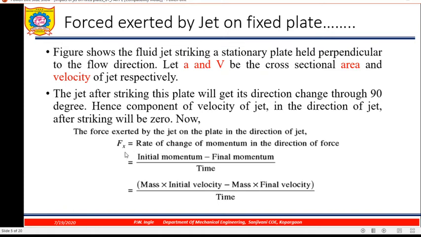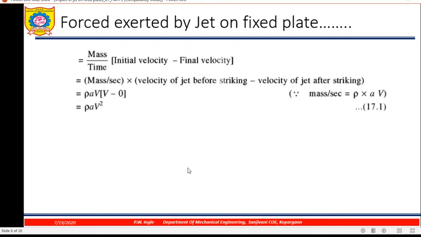So if we shift dt to the right-hand side, you are getting F equal to m by dt in bracket initial velocity minus final velocity. Now, one sign convention is there. If the jet has impact on the plate, then you should take initial velocity minus final velocity. If the plate has impact on the jet, then it is final minus initial.